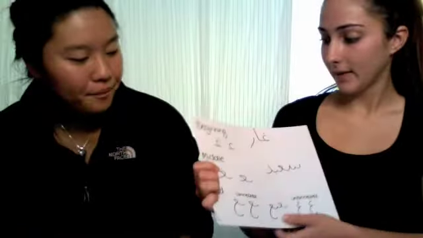And so those are the 9 letters, and now we're going to learn how to write the different characters at the beginning of the word, the middle of the word, and the end of the word. So we'll just start here.